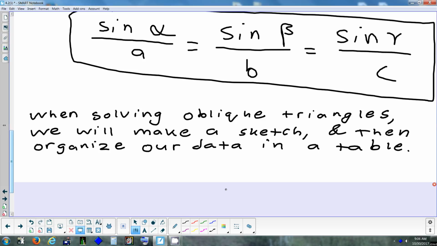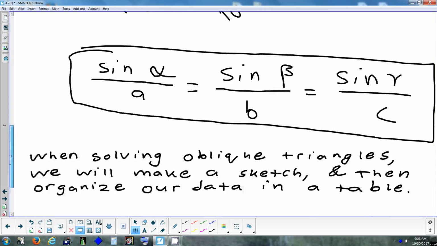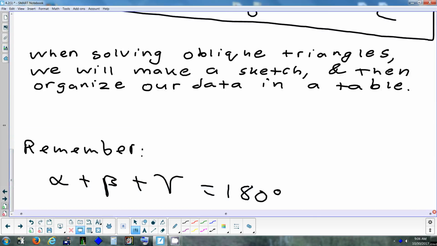So we'll make a sketch, and then we'll put everything in a table. And I generally put boxes around the three things I need to find in the table. Okay, you can still use the fact that all the angles in the triangle add up to 180. That's still true.